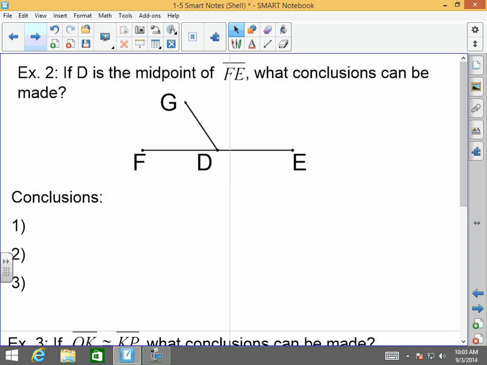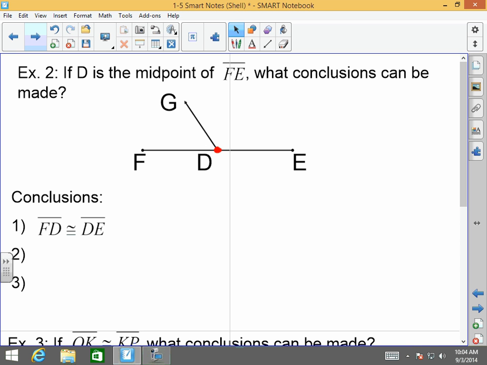Okay, number 2. If D is the midpoint now of FE, what conclusions can be made? So if D is the midpoint, what do we automatically know about FD and FE? They're congruent. Absolutely. FD must be congruent to DE. Now we know that D is the midpoint, but what does that mean? How does D affect FE? What can we describe about point D? Can we say that point D blanks FE? Point D, if it's the midpoint, point D blanks FE.